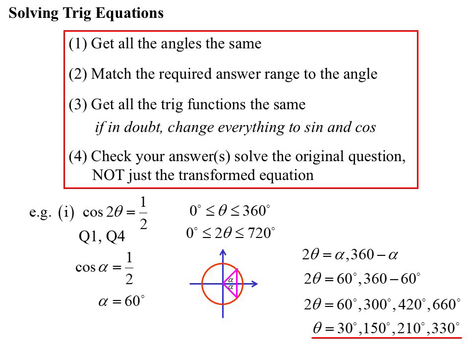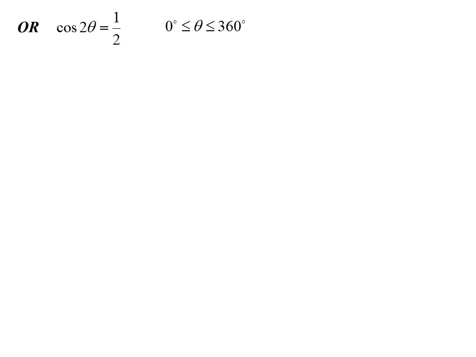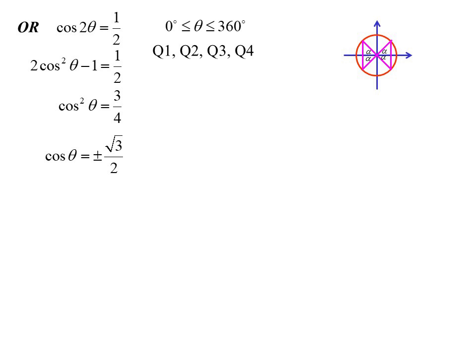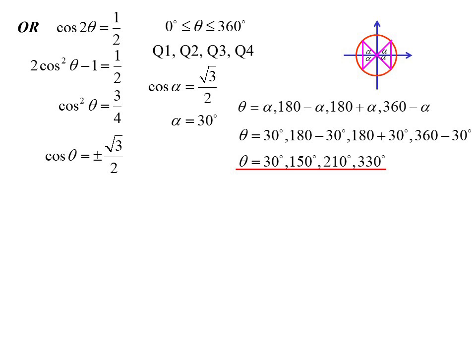But of course now we've got other ways we could do that question, because we have results for cos 2 theta. I could have changed it to 2 cos squared theta minus 1 is a half and make cos squared the subject, which means cos theta will be plus or minus root 3 on 2, which now means I'm in all 4 quadrants because it's plus or minus, so I still end up with 4 answers. The acute angle becomes 30 degrees now because we're saying the cos is root 3 on 2, so putting that into all our quadrants, we come up with those same 4 answers.